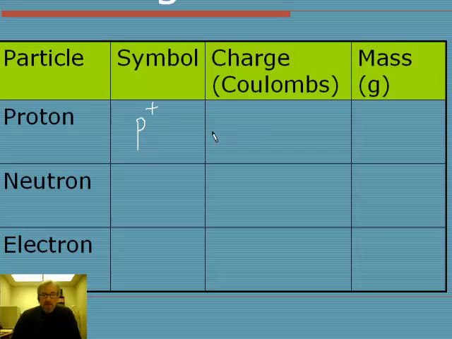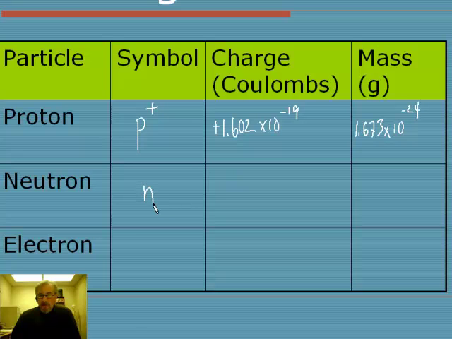I'm going to fill in some information about these subatomic particles. One is the charge. The charge on one proton is 1.602 times 10 to the negative 19th coulombs. Coulomb is a standard unit of charge. You don't have to really understand what that means at this point. The mass of a proton is 1.673 times 10 to the minus 24th measured in grams. So that's a millionth of a billionth of a billionth of a gram. So it's very small.